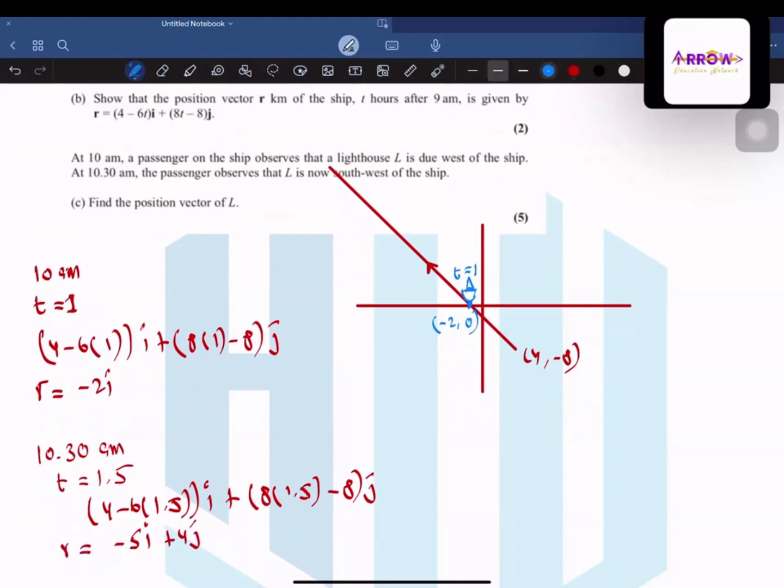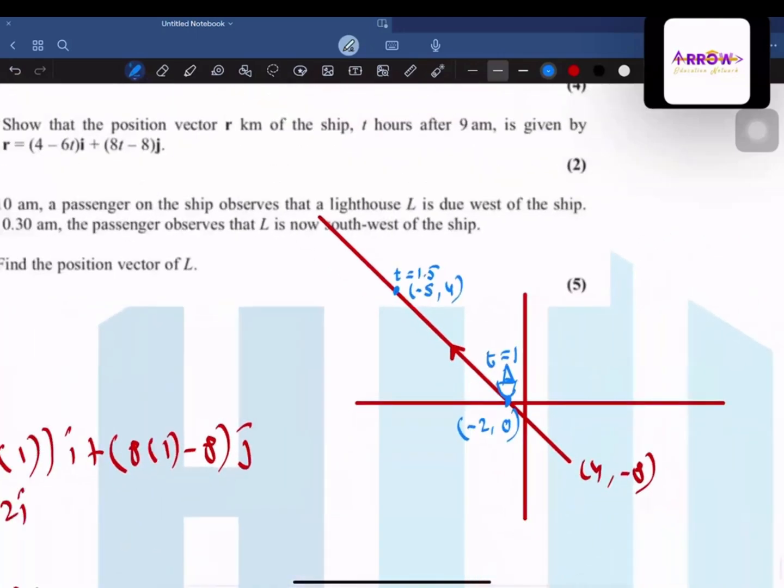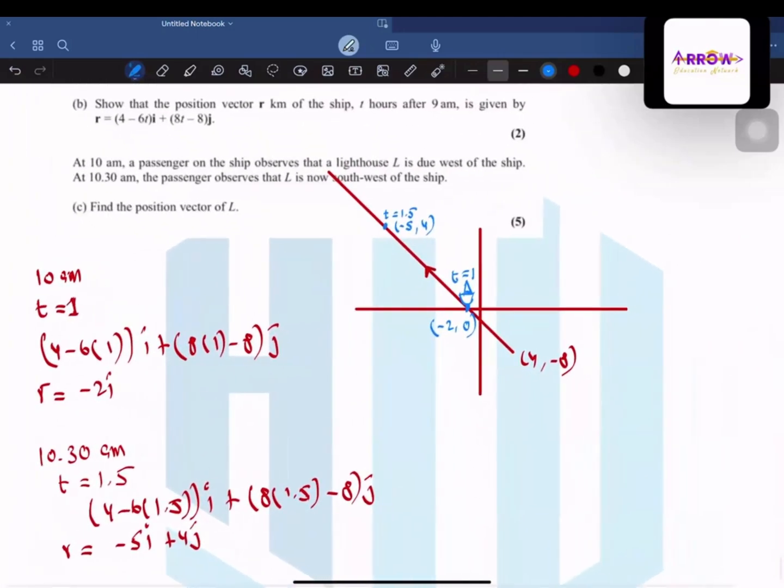So at t equals 1.5, the ship is somewhere over here. This is the point minus 5 comma 4, because the i component is minus 5 and the j component is 4. The position vector is related to the origin, so we are comparing it with the origin. I have mentioned the coordinates here for your ease: at t equals 1, the coordinates are minus 2 comma 0, and at t equals 1.5, the coordinates of the ship are minus 5 comma 4. So far we have achieved this much.